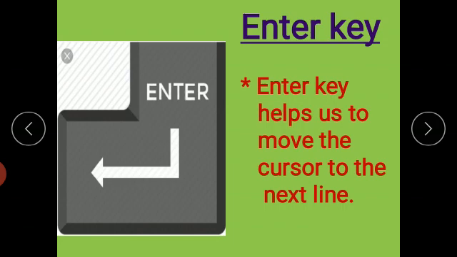Okay, children. While typing, we can see a small blinking line on the screen. It shows where the next letter, number, or symbol will appear on the screen. This blinking line is called the cursor. Whenever you are typing anything on the keyboard, one blinking line appears on the screen. This blinking line is called the cursor.